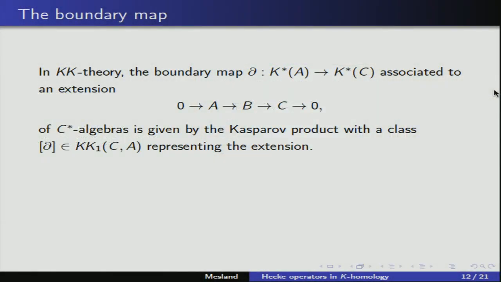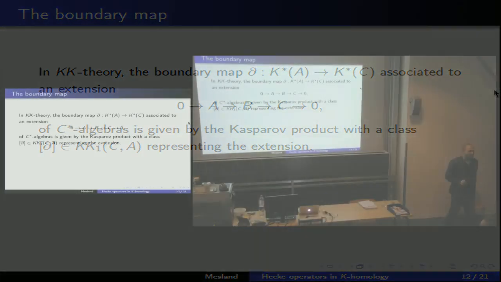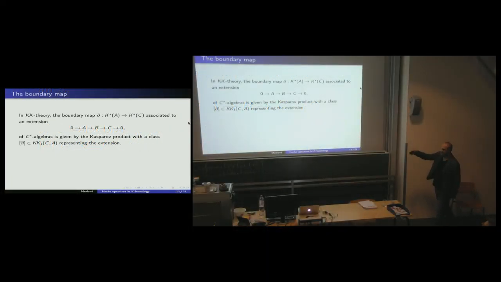Now, the next question is, what about the boundary map in this 6-term exact sequence? Because boundary maps in K-homology can be a bit of a pain, because they're not defined by some formula, but they are defined through a Kasparov product with the class of an extension, as Francesca also explained yesterday. So an extension of C-star algebras defines an element in KK1 of C, A. This you could take as an abstract definition of KK1, but there is also the Fredholm module definition.